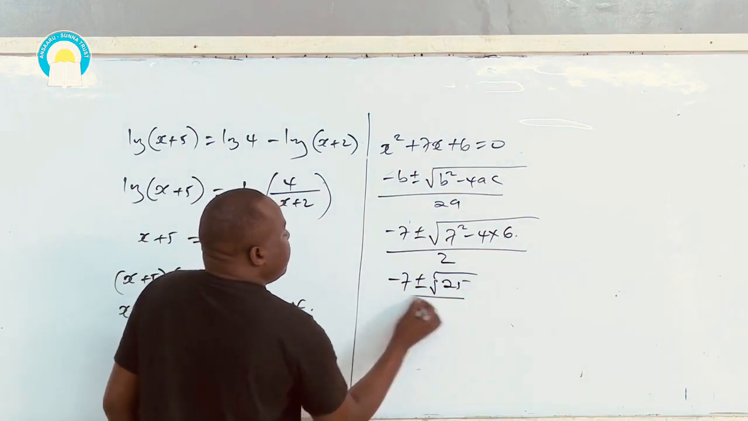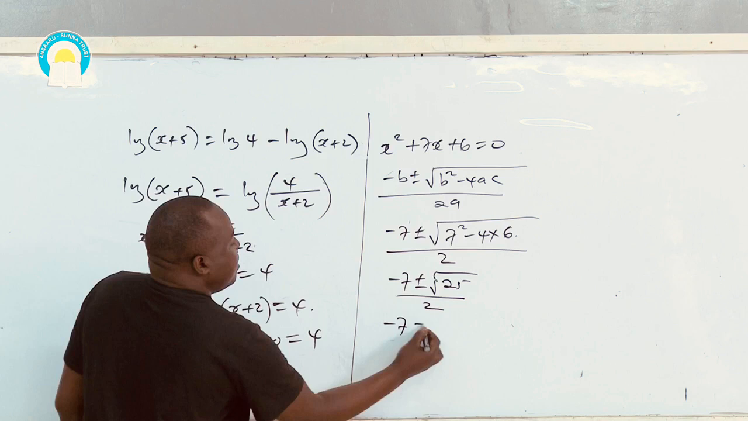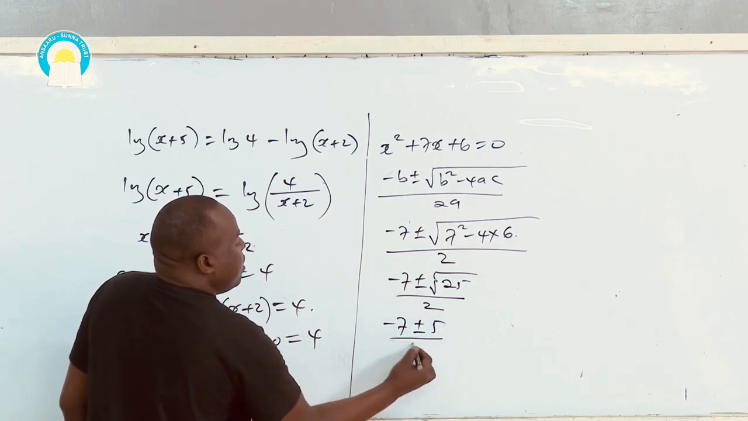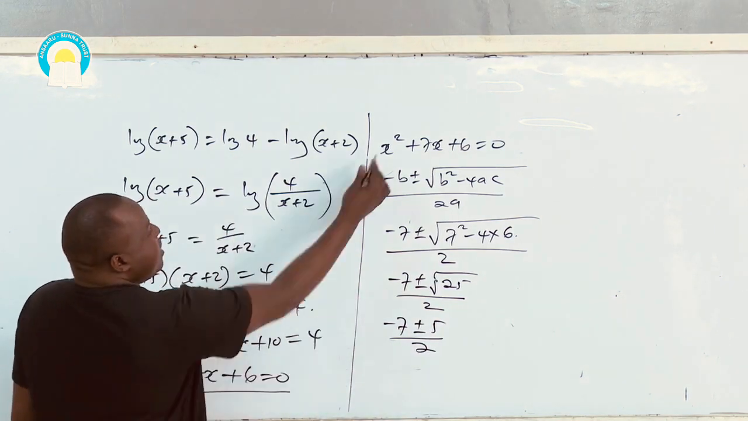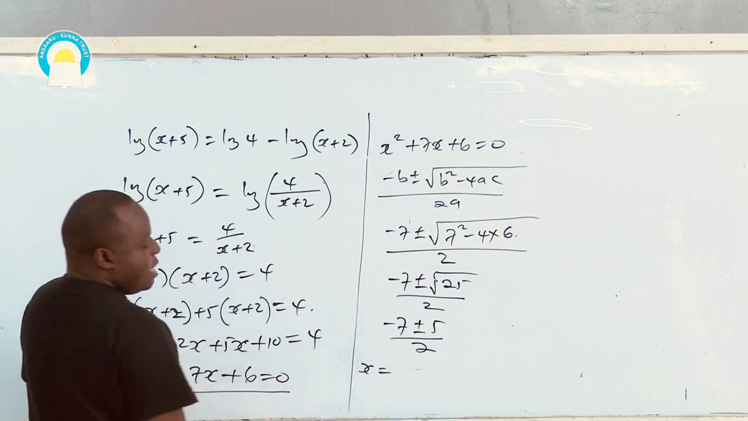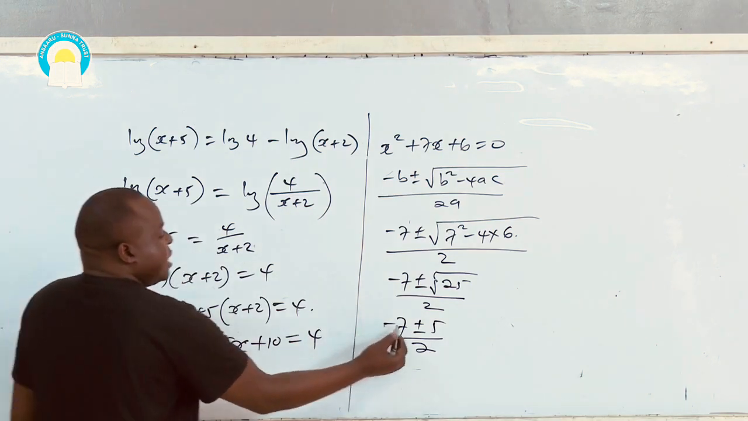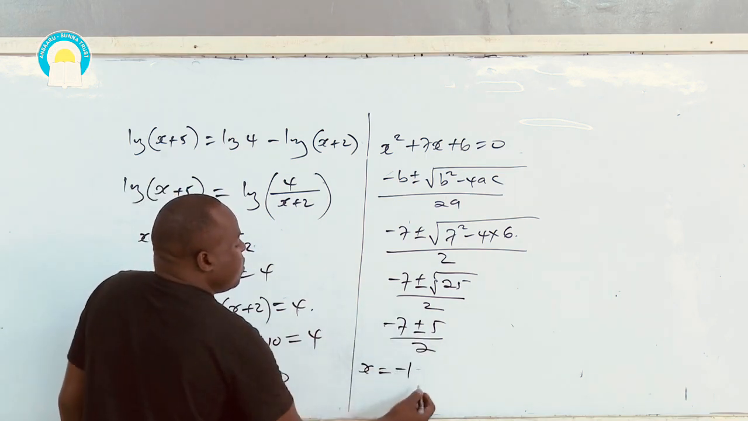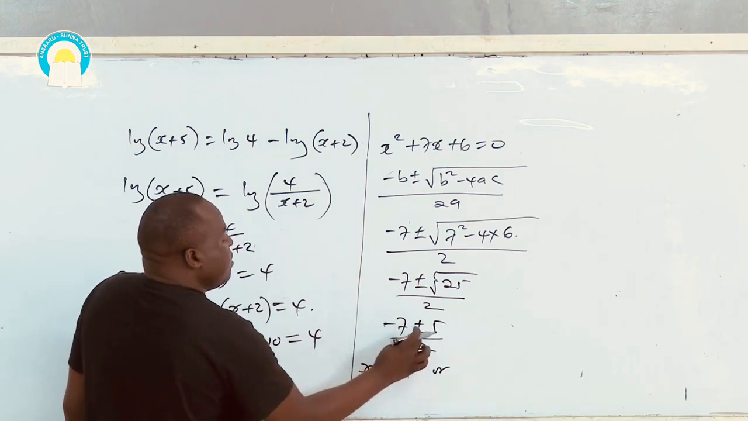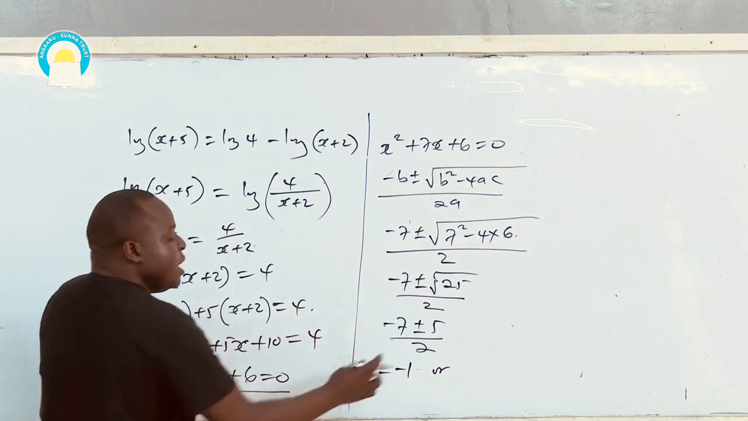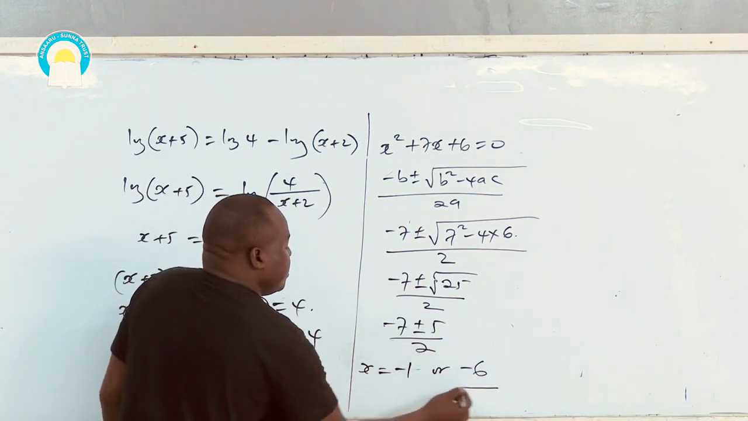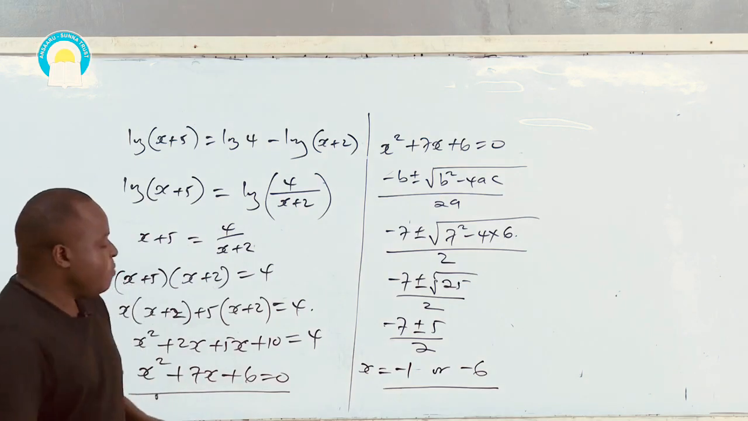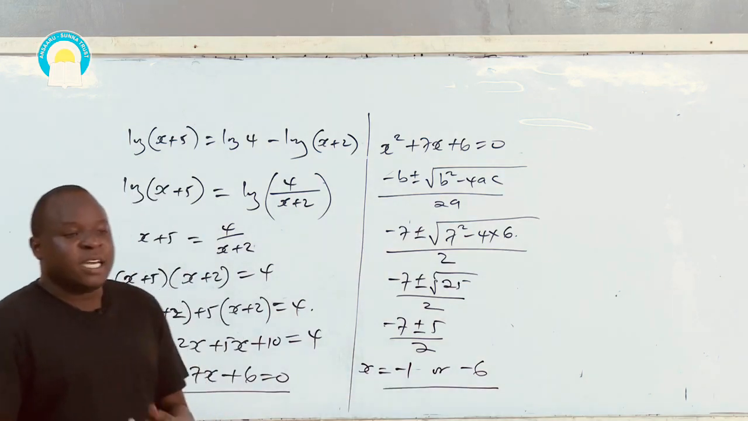Square root of 25, then divide by 2. So it's 7 plus or minus 5 over 2. Then the values of x should be, first x would be negative 7 plus 5, which is negative 2. Divide by 2, negative 1. Or negative 7, negative 5, that's negative 12. Divide by 2, negative 6. So this is what I wanted to explain. My explanation is in the answers that I get.